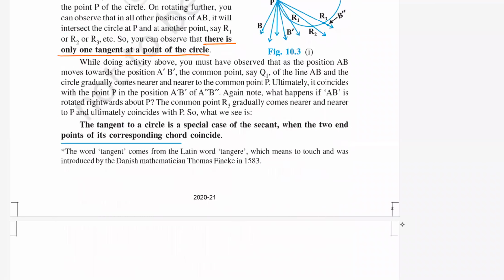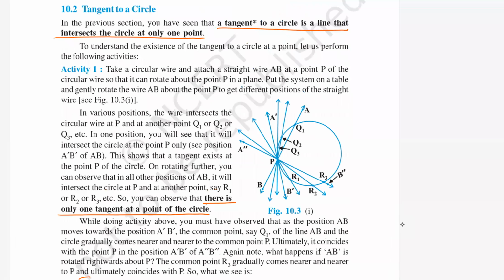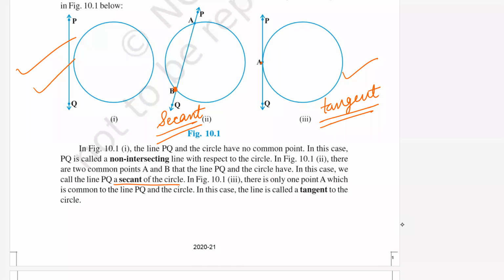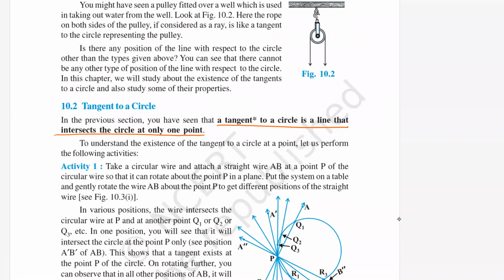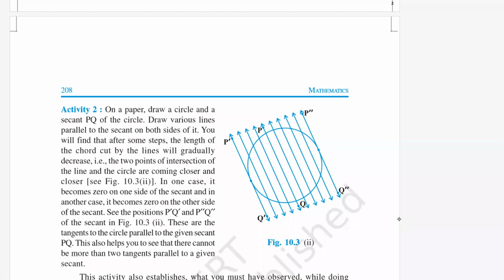Okay. A tangent to a circle is a special case of secant where the two endpoints of the corresponding chord coincide. अब ये जो secant है इसमें दो पॉइंट्स हैं A और B. अगर ये दोनों पॉइंट एक सिंगल पॉइंट बन जाए, दोनों पॉइंट अगर coincide करें, तो that is the case of tangent. Okay, so tangent is a special case of secant.